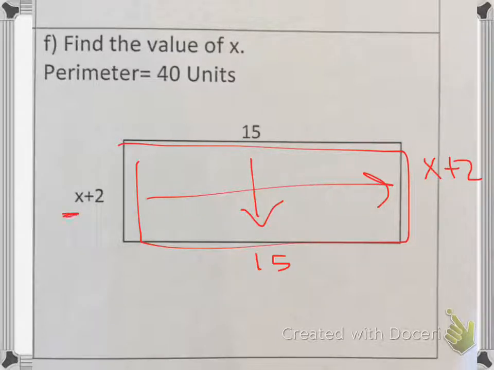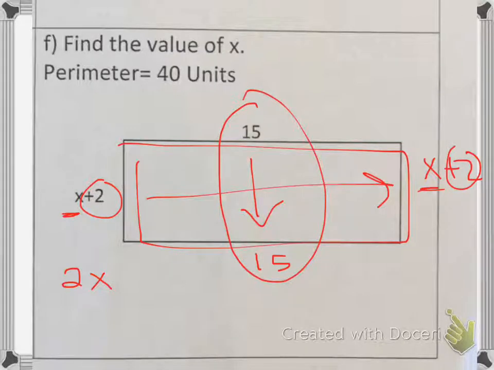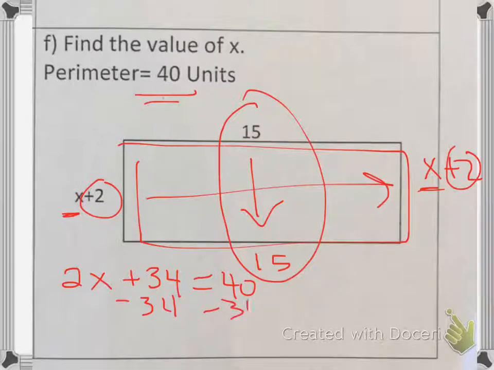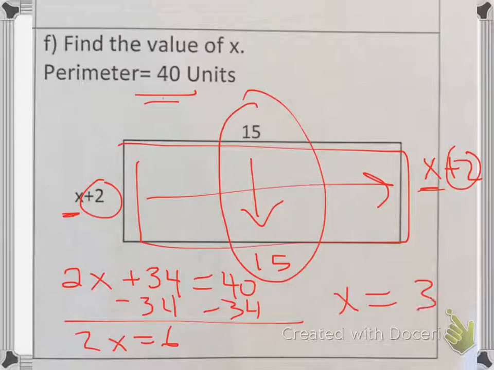So here I have an x, here I have an x, so that would be 2 x's. 2 plus 2 is 4. Those would add up to be 30. So 30 plus 4 would be 34. And I know that the perimeter is equal to 40, so I can set it equal to 40 and just solve. I'm going to subtract the 34 over to the other side. So I get 2x equals 6. Divide both sides by 2, and I get x equals 3 for my value of x.